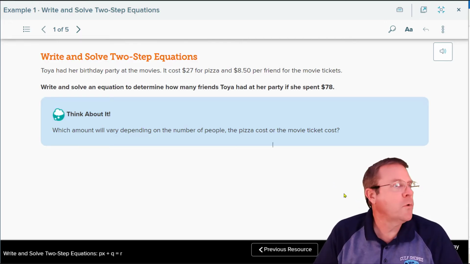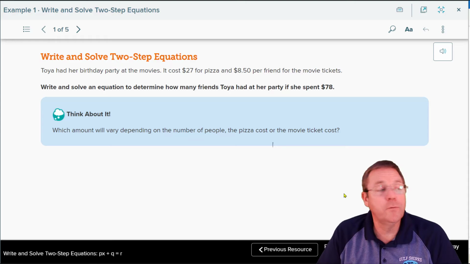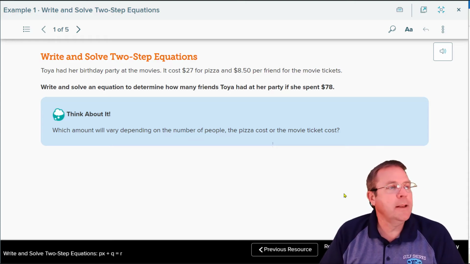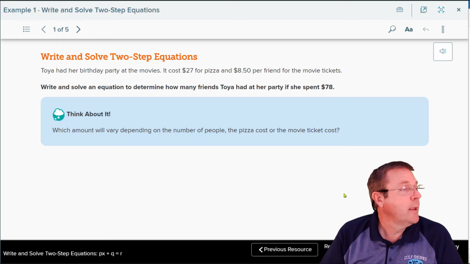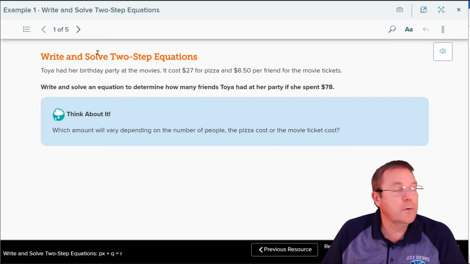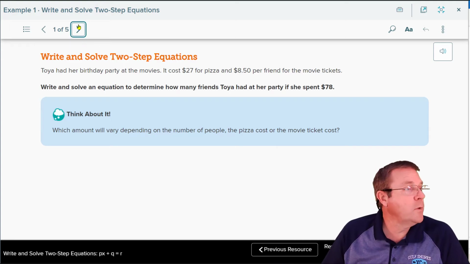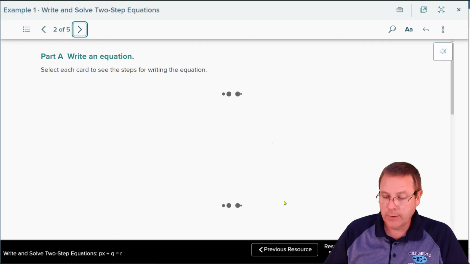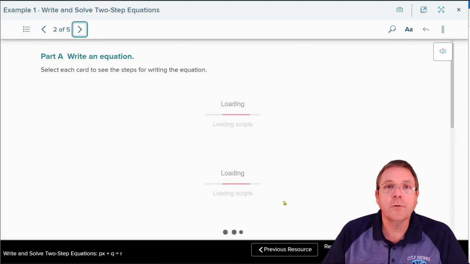New problem. Toya had her birthday at the movies. It cost $27 for pizza and $8.50 per friend for the movie tickets. Obviously, they went to a matinee. Write and solve an equation to determine how many friends Toya had at her party if she spent $78. Well, we need to start breaking this down into the things that we know. We're going to start off, I suspect, by writing it in words, just like they've been showing us, and then we'll be moving forward from there.